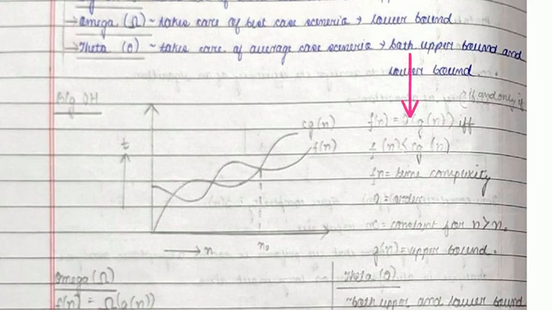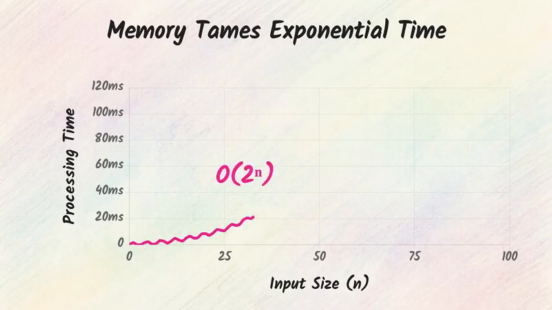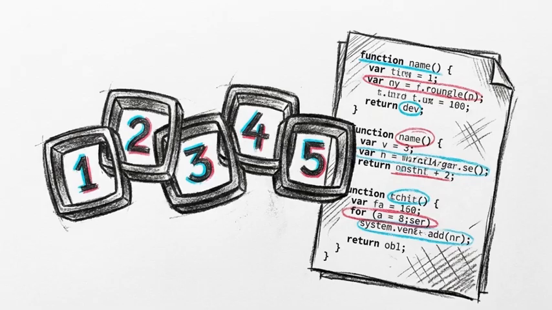The execution time, f of n, will always remain at or below the boundary line of c times g of n. Mastering this mathematical abstraction allows engineers to accurately predict software performance before writing a single line of code, and eventually weaponize memory to bypass exponential time limits. We build our analytical model by examining visible loop mechanics, specifically straightforward iterative brute force algorithms.